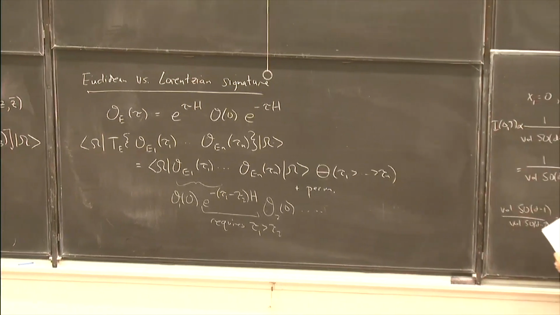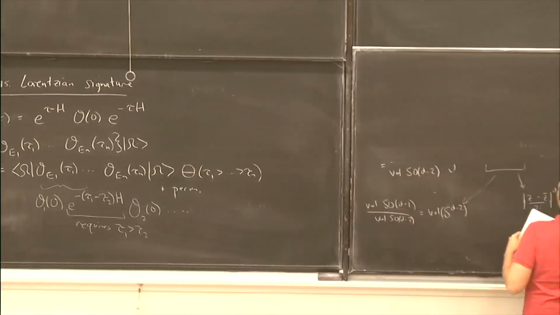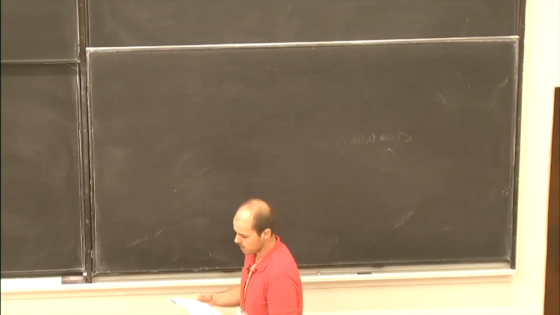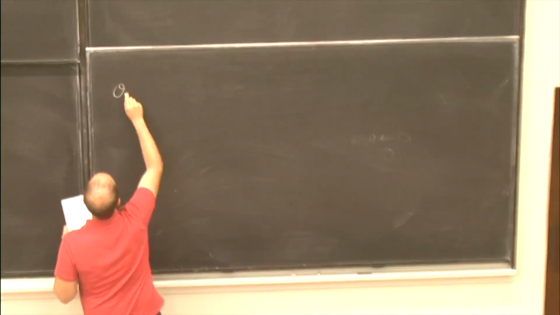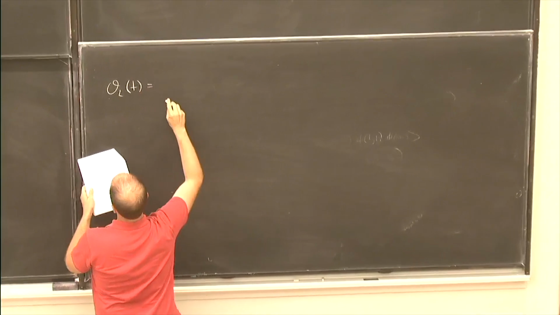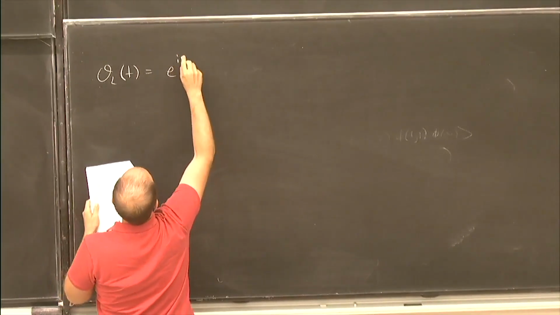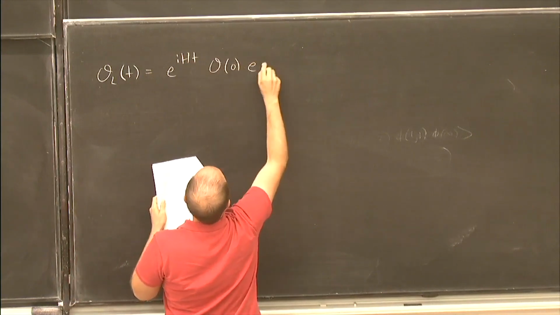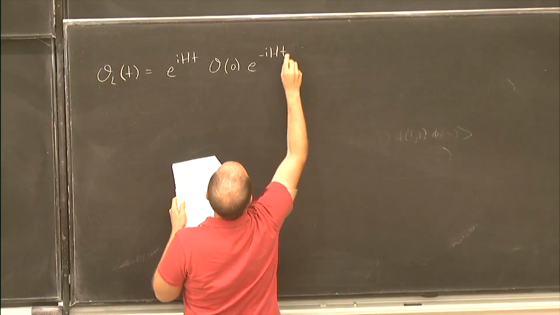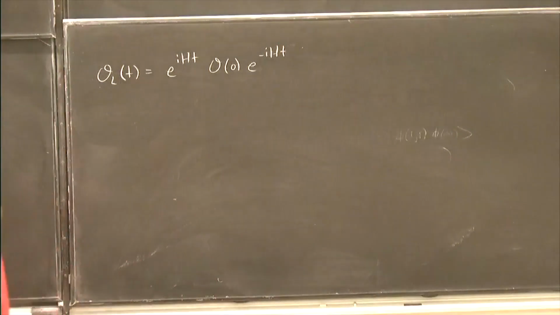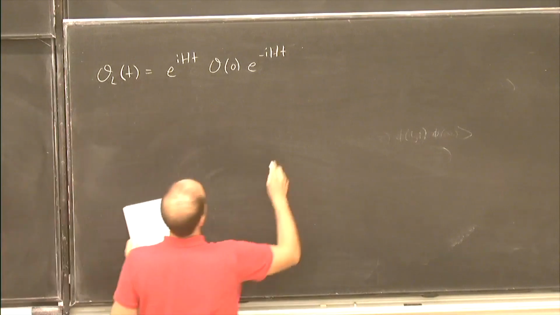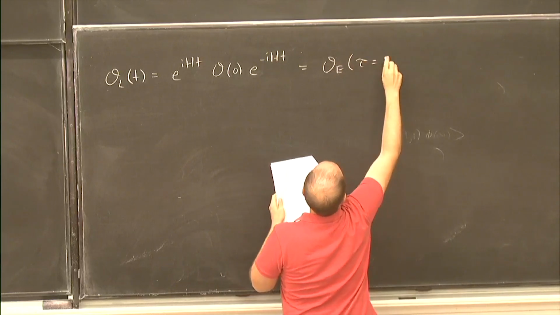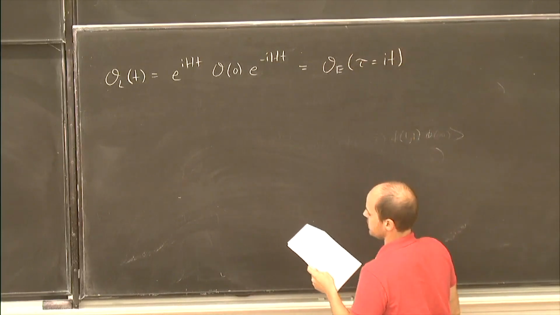So Lorentzian signature is different. In Lorentzian signature, the operators in Lorentzian time are given by e to the iHt, O of 0, e to the minus iHt, where this O of 0 is the same O of 0 appearing there. So we can write that this is equal to O Euclidean of tau equals i times t. I'll use t for Lorentzian time.